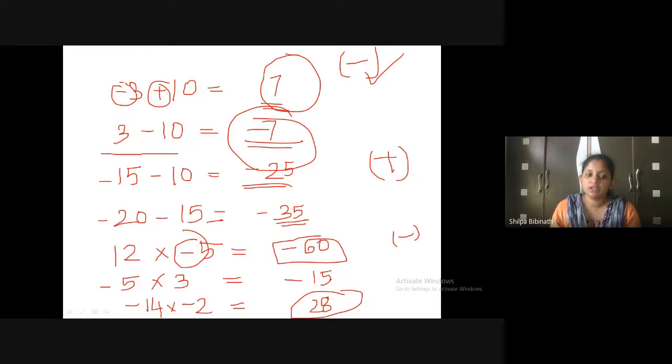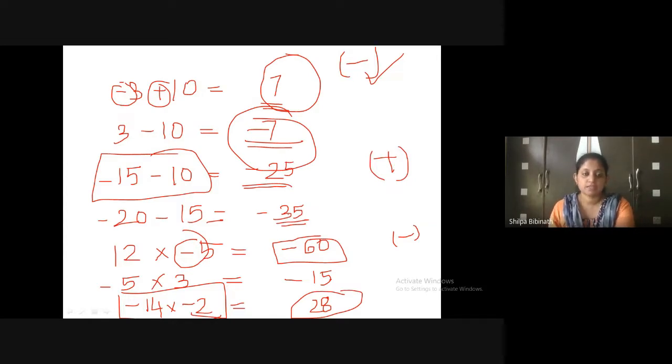Here just see what we are doing. Here two negative numbers are there, we are adding them and putting the common sign. In case of multiplication, if you see two negative numbers, the answer will be positive. Understand the difference and accordingly you have to solve.